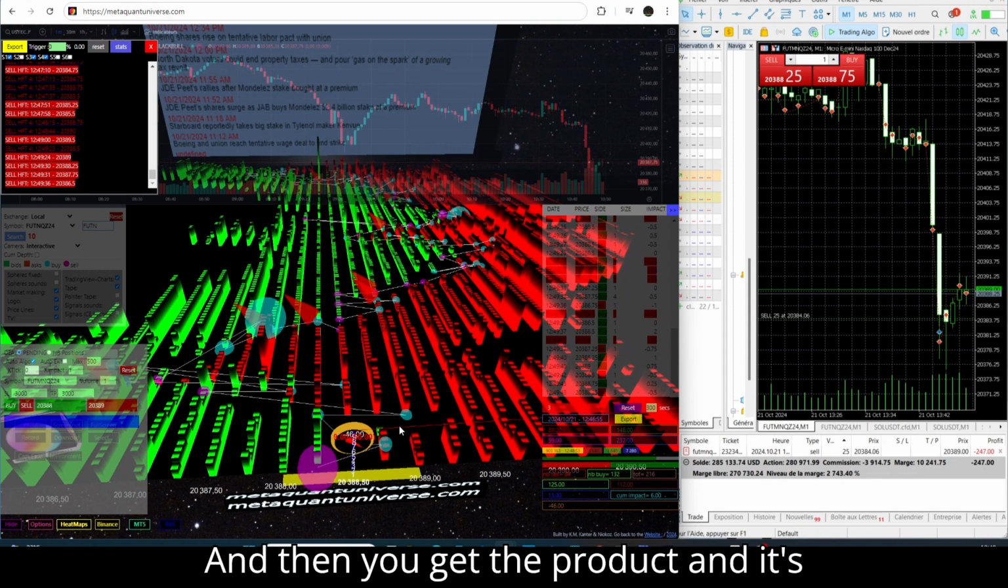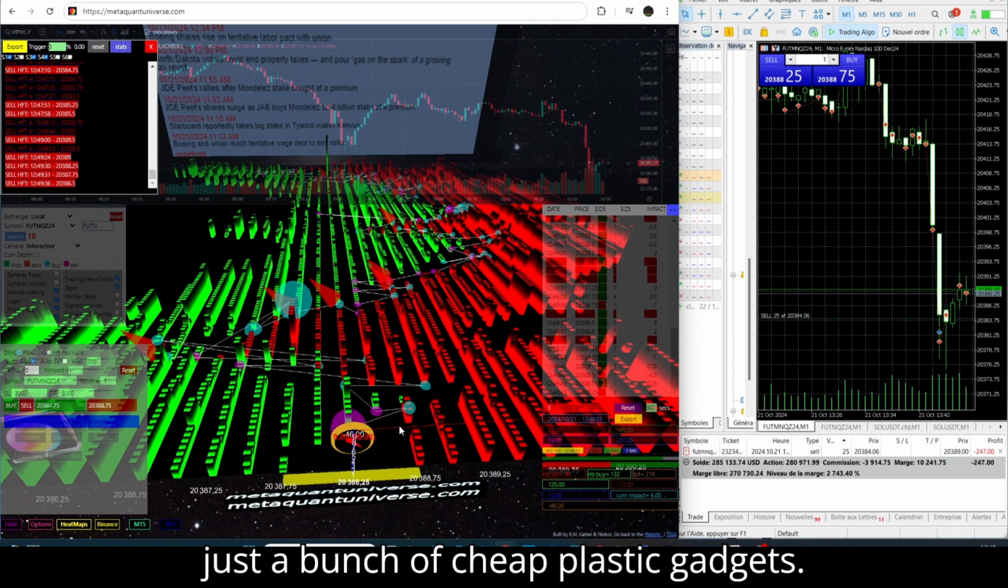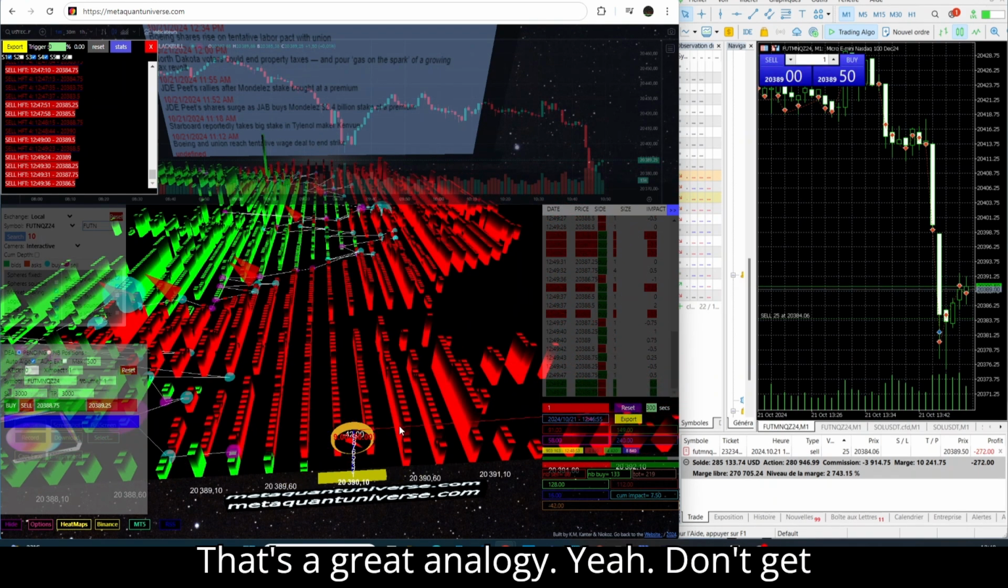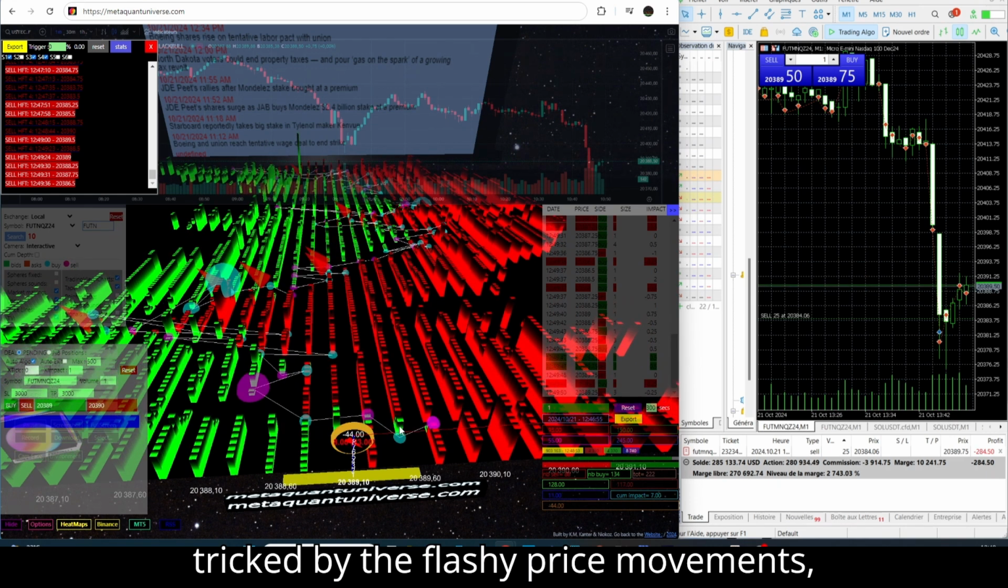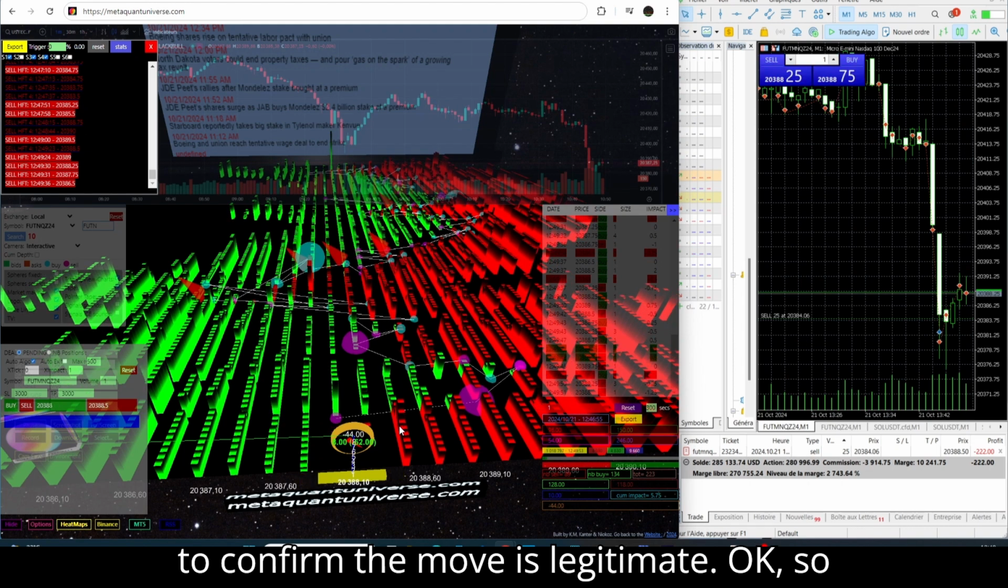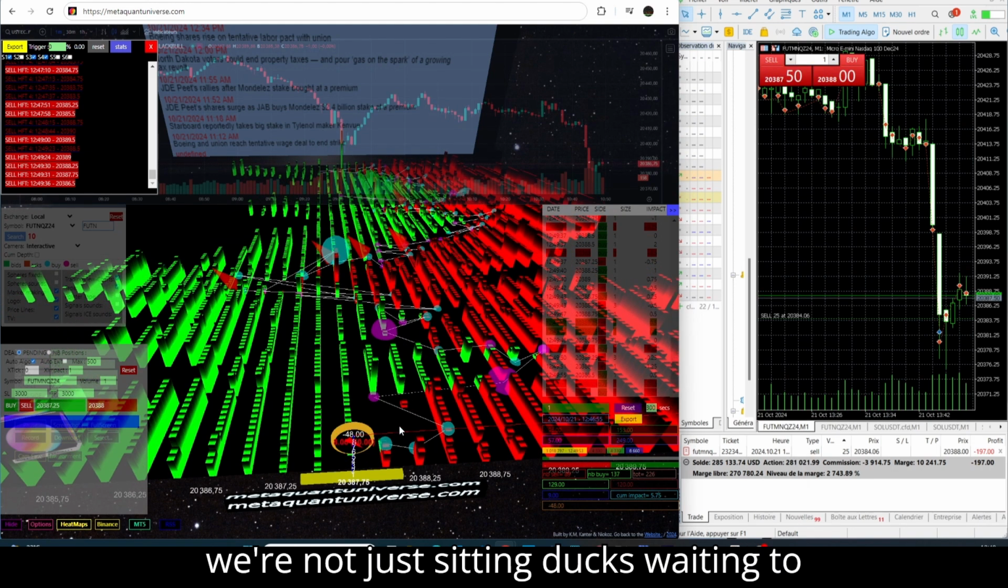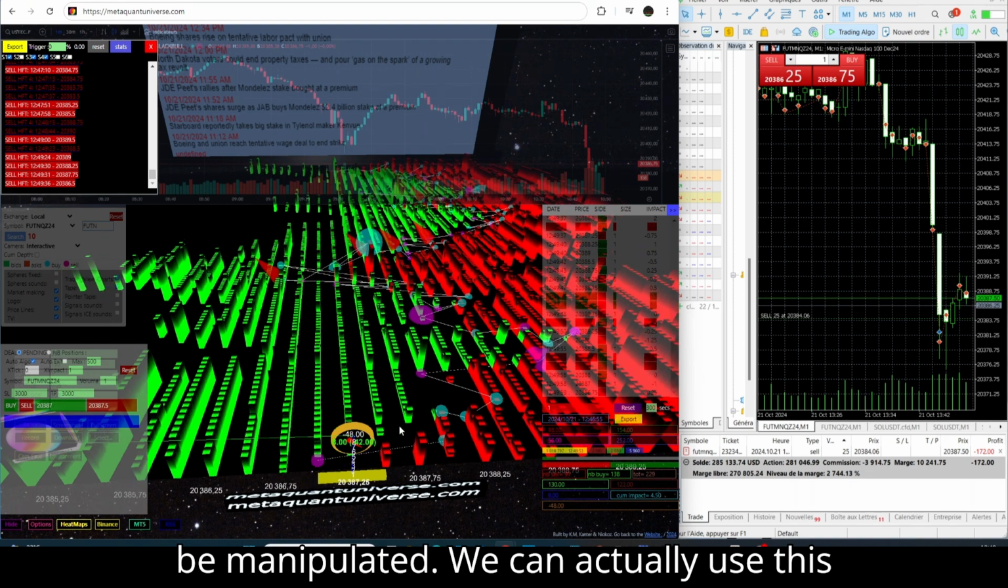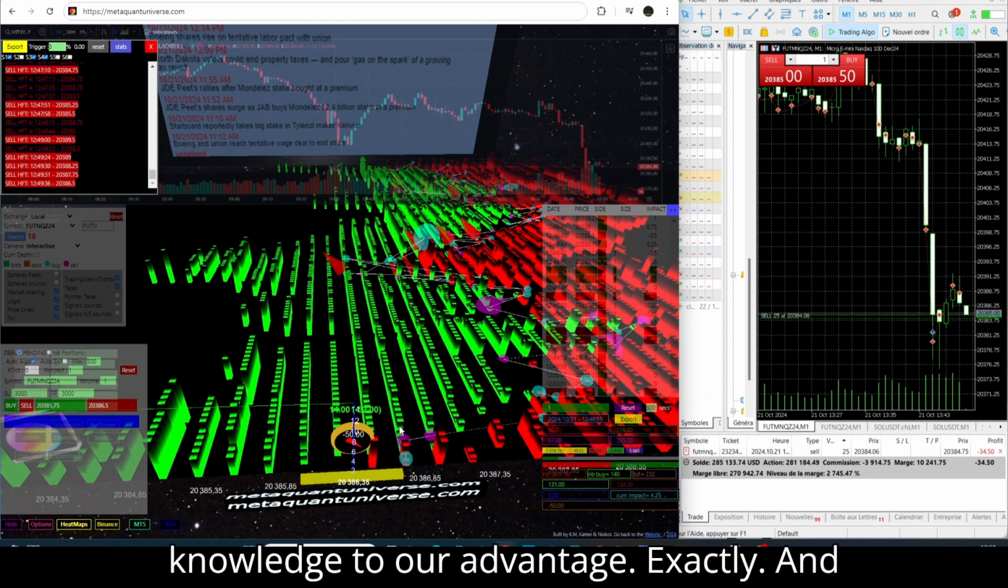And then you get the product, and it's just a bunch of cheap plastic gadgets. That's a great analogy. Don't get tricked by the flashy price movements. Look for substance. Look for volume to confirm the move is legitimate. Okay, so we're not just sitting ducks, waiting to be manipulated. We can actually use this knowledge to our advantage.